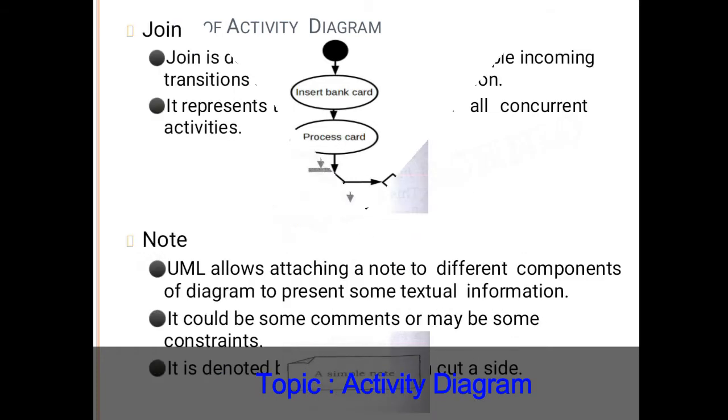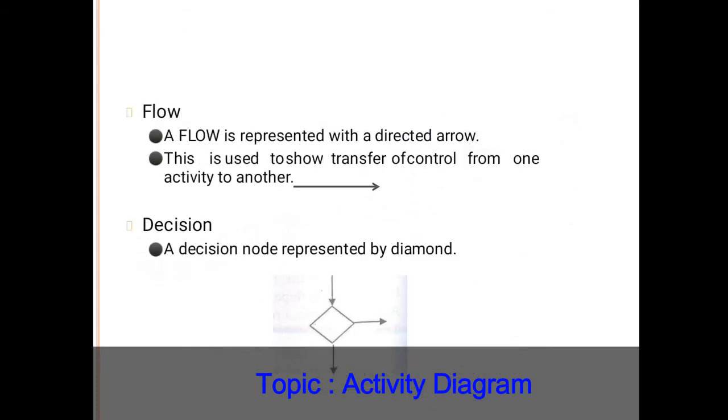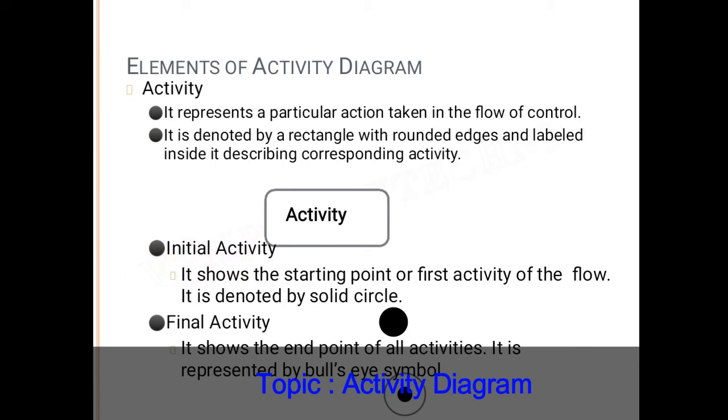Next, the second symbol is the initial activity. It shows the starting point of the first activity of the flow, and it is denoted by a solid circle. Solid circle means a filled circle. So this is the symbol used for the initial activity.